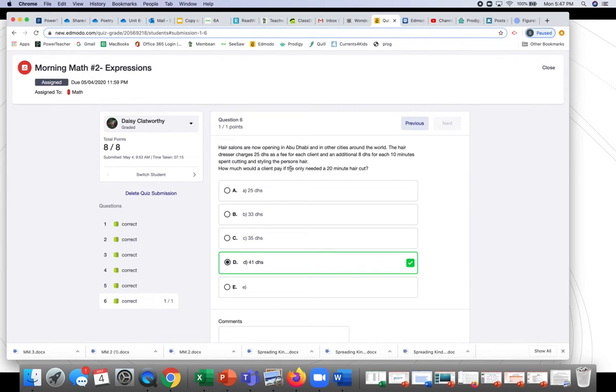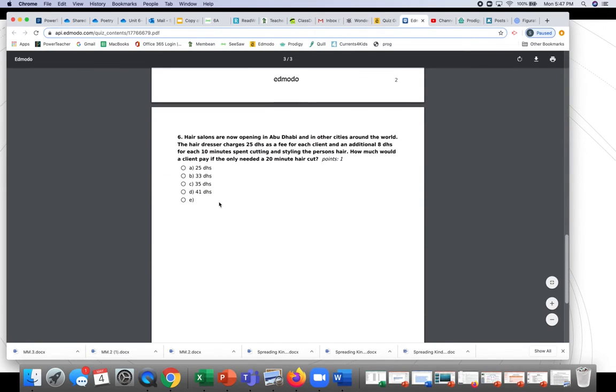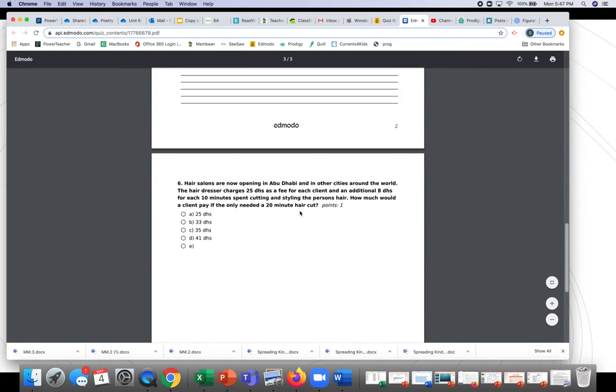Okay, so what we do is we have 25, which is the constant, and then we would add 8 dirhams times 2, right? Because a 20-minute haircut would be 2 units. So 2 times 8 is 16, and 16 plus 25 is 41. So that is the correct answer. Yep, I don't know why I put this in. That was totally my mistake.